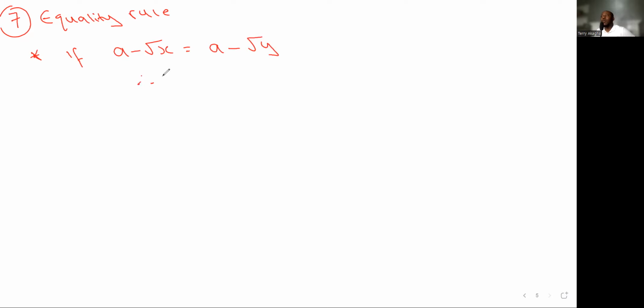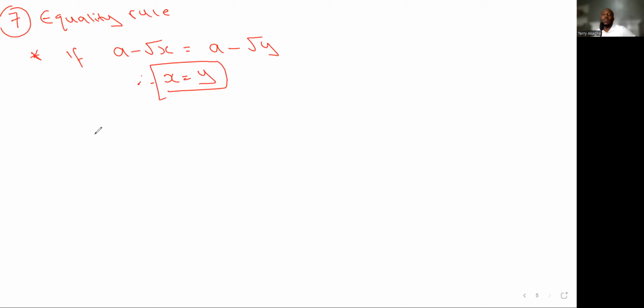The last one is what we call the equality rule, number 7, the equality of surds. The equality rule is very simple. The first one says if a minus root x is equal to a minus root y, that means they both have the same rational numbers. They are compound surds with the same rational numbers. So x must be equal to y. Is that making sense? I'll solve questions for that.